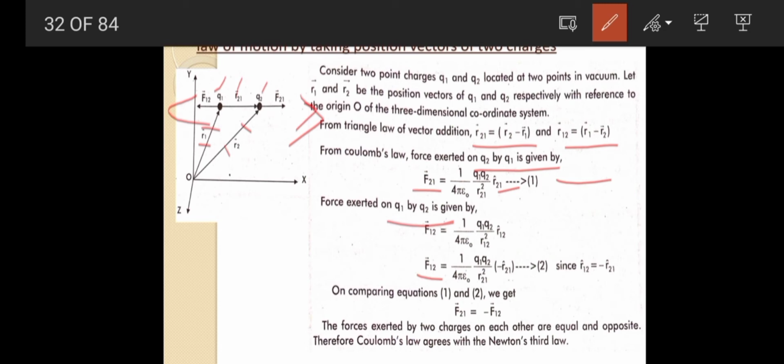That again we can calculate using Coulomb's law: 1 by 4 pi epsilon naught, product of these two charges Q1 Q2, and square of the distance between them, which is R12 square, multiplied by R21 cap. R21 cap is nothing but a unit vector in the direction of this force F21. Clear? Now we can observe that R12 cap can be written as minus of R21 cap, because R12 cap and R21 cap both have the same magnitude but different directions.